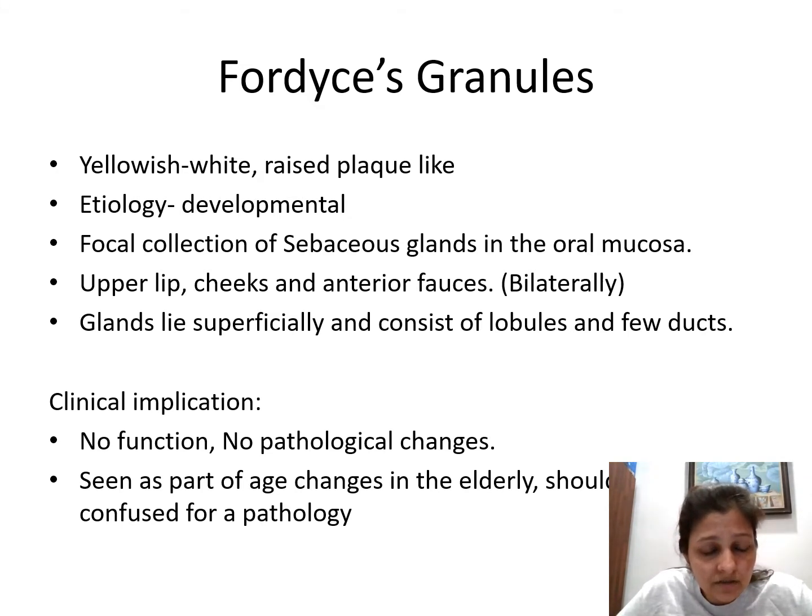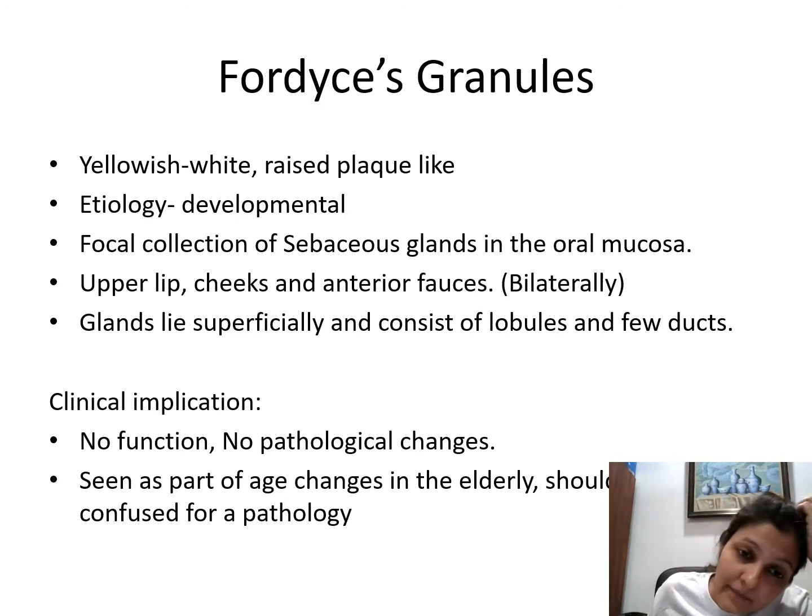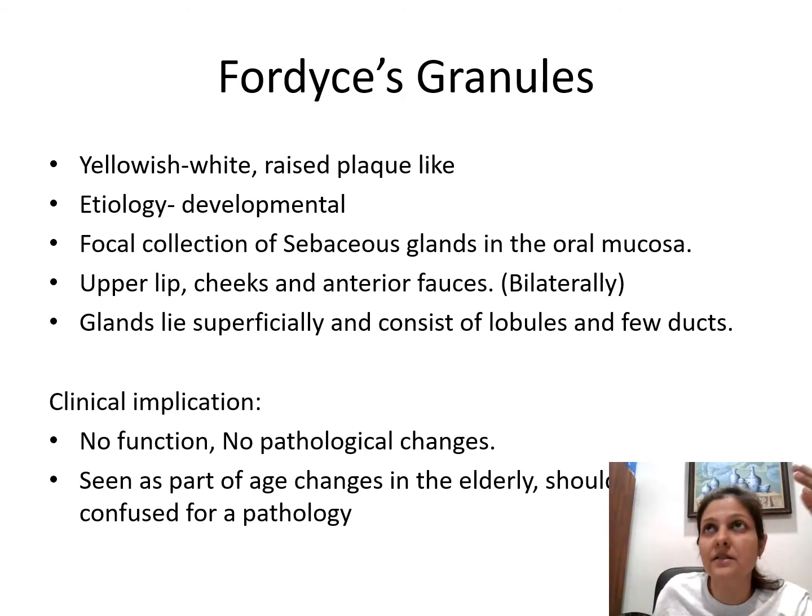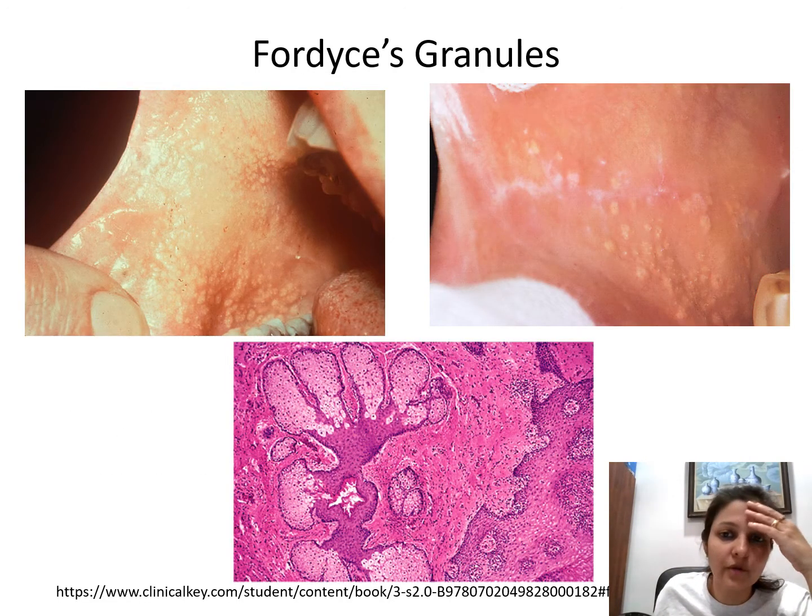The clinical implication would be actually no function at all, with no pathologic changes. It is just seen as part of age changes in the elderly and should not be confused for any pathology. Sometimes these Fordyce's granules could mimic a lesion, and then the patient could be confused as to what it is. And if they do come to you with a suspicion, then it's very important that the doctor is able to clarify that these are actually normal variants. So this is an example of Fordyce's granules. As you can see in both the pictures, they are visible on the buccal mucosa, and they are yellowish, raised, and absolutely harmless.